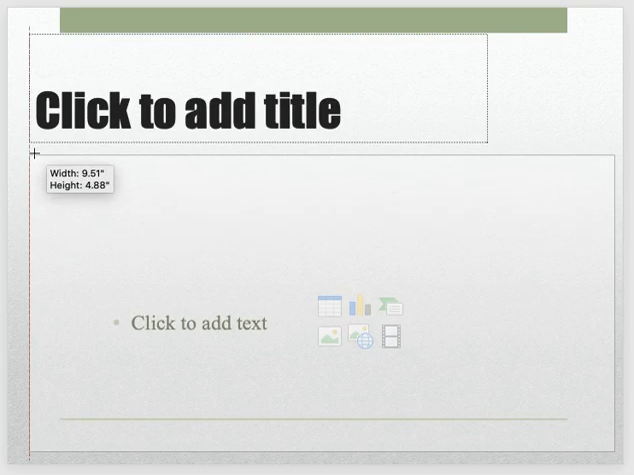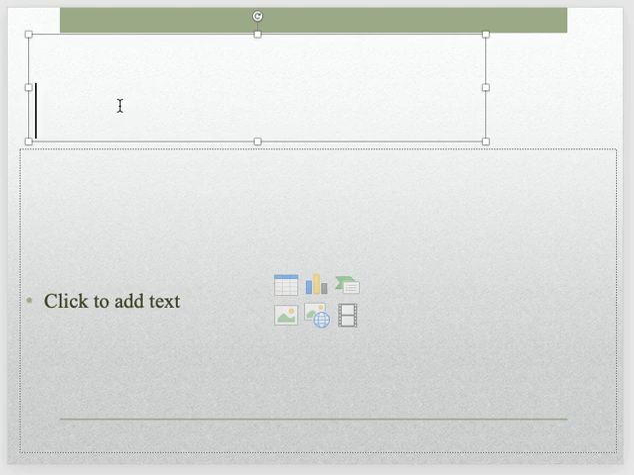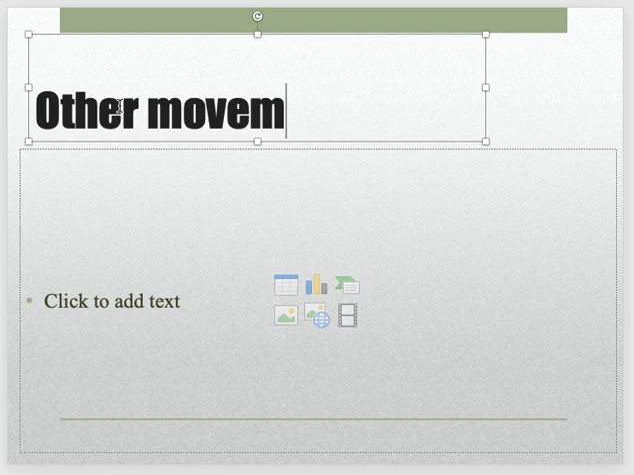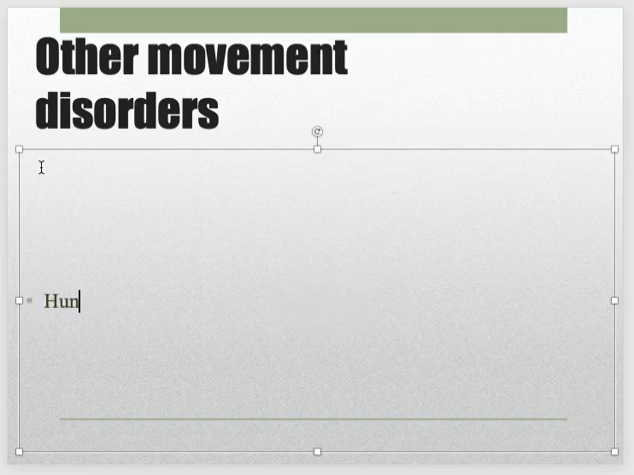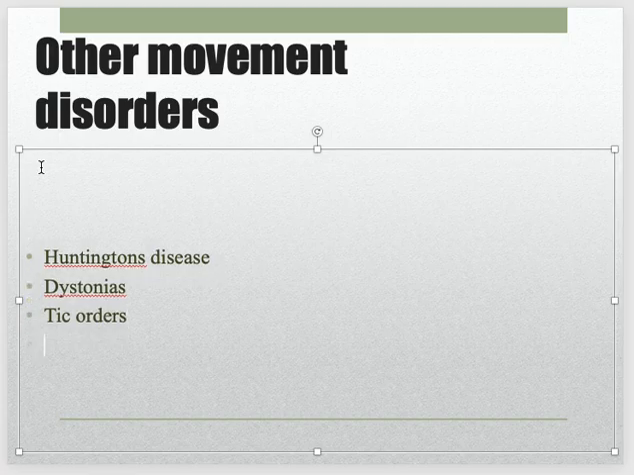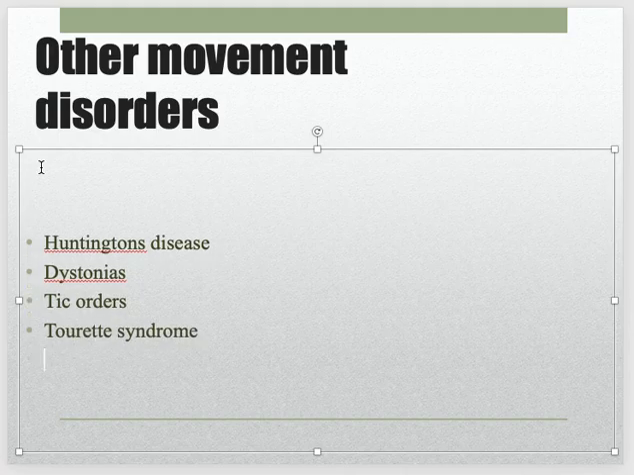Now, there are other movement disorders as well. For example, there could be Huntington's disease, there could be dystonias, there could be tic disorders, and there could be one thing called Tourette syndrome. Many others are also there, which can cause movement disorders. So I will talk a little about all these things.